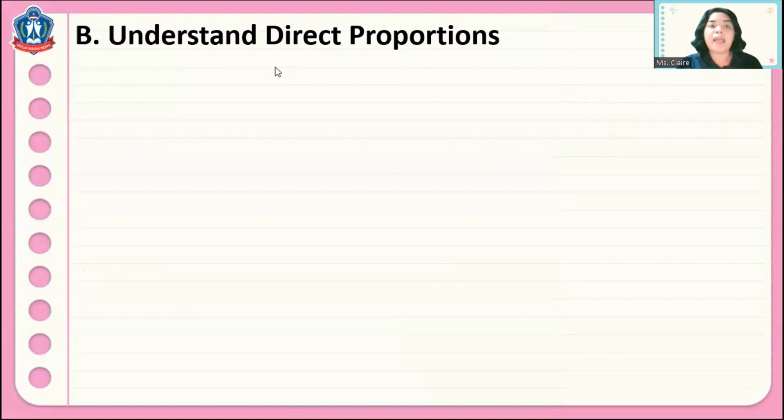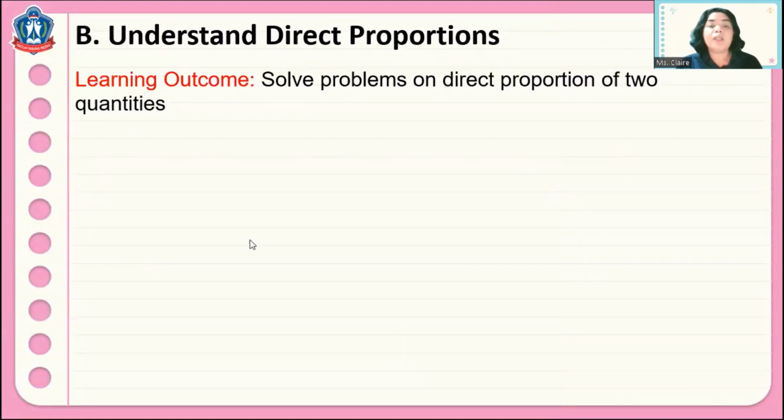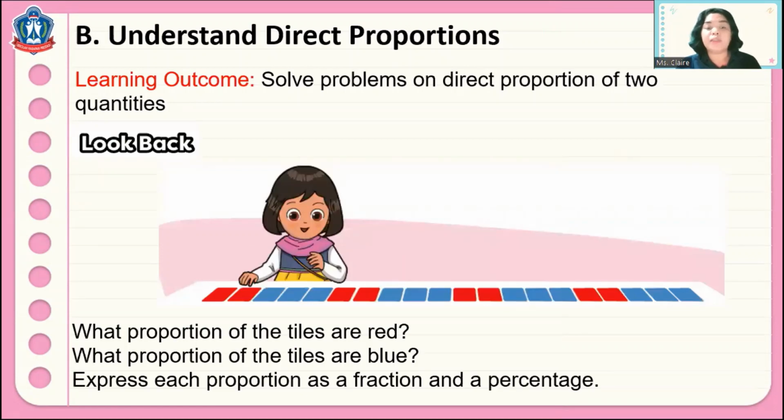Okay, let's move on to lesson B, understanding direct proportions. Look at this picture, children. The girl has red and blue tiles.